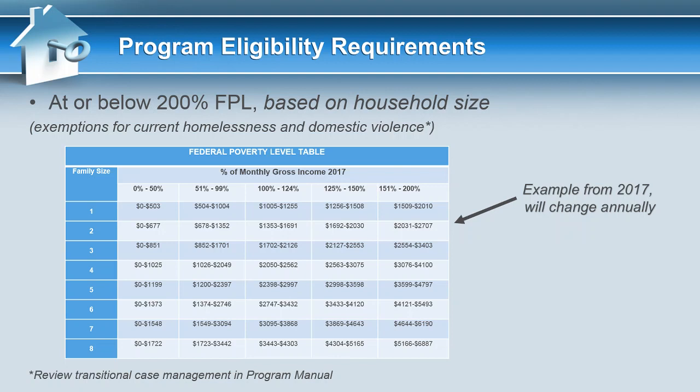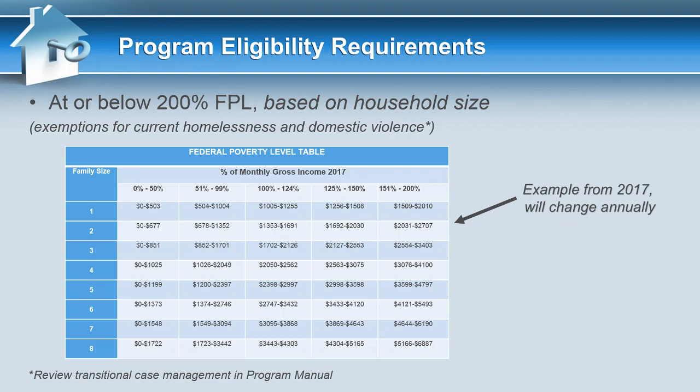Also, if a household presents at entry for services and their gross income exceeds 200% of the federal poverty line, they can be exempt from that eligibility requirement if they are currently experiencing homelessness or if they are fleeing domestic violence. And then also, if you want further information about these exceptions, please refer to the program manual because it's going to review all of the exceptions to the eligibility requirements. And then it's also going to discuss what happens when someone is exempt from these services and then moves into housing, which is considered transitional case management. So please review that in the program manual.